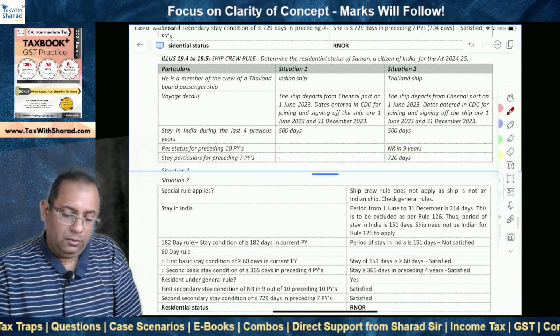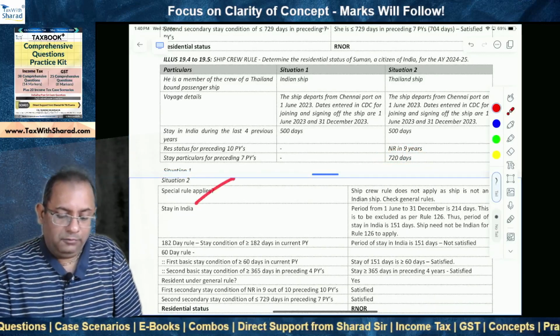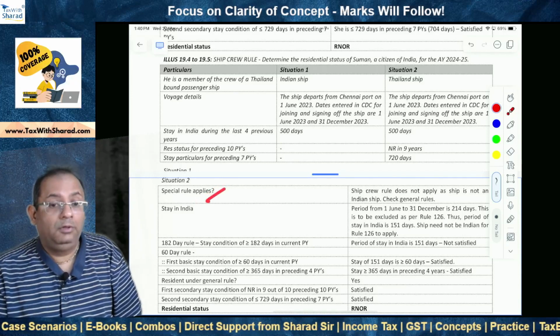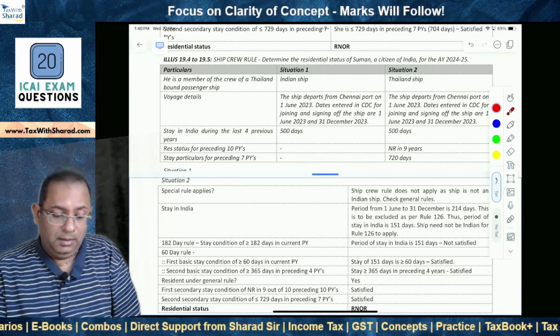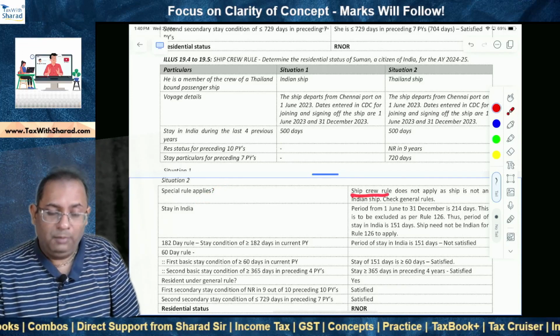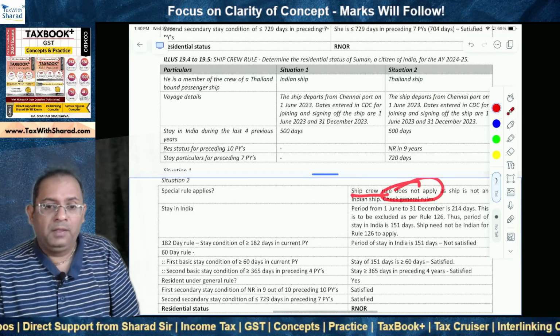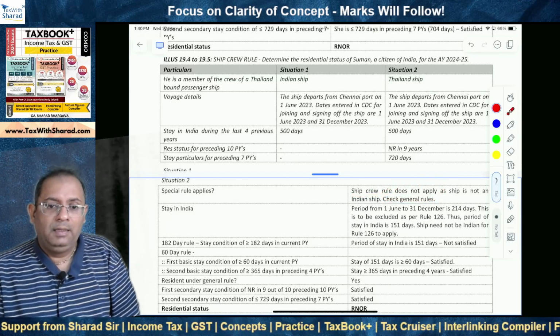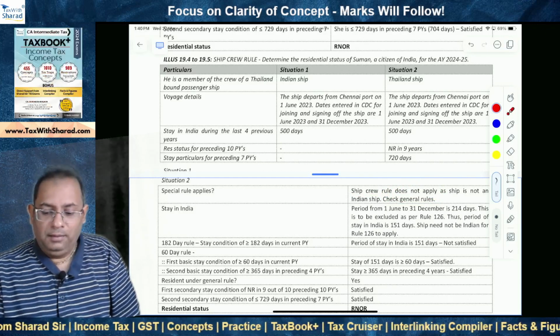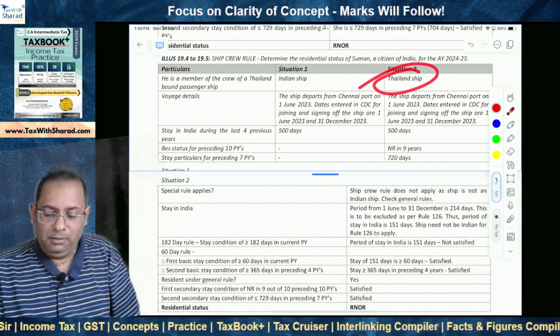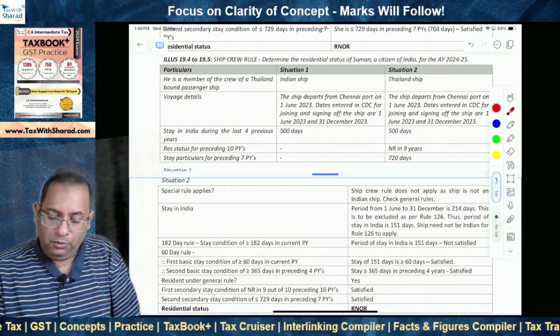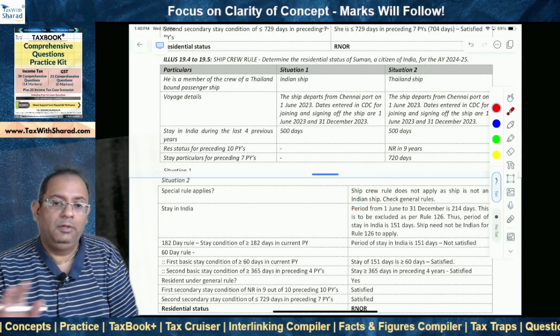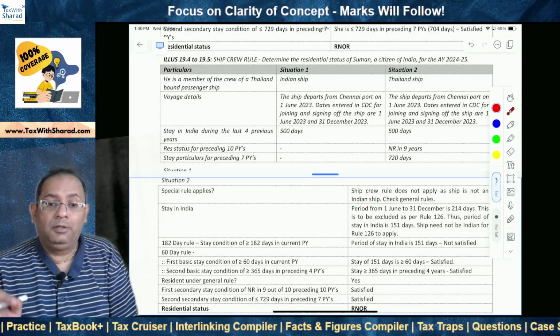Once again, under the special rule, the first thing we need to check is whether a special rule applies or not. Now the question is, in this case, does the ship crew rule apply? No, it does not apply. Why? Because the ship crew rule applies where the ship is an Indian ship. In this case, the ship is not an Indian ship, it is a Thailand ship. So the ship crew rule does not apply, which means the special rule does not apply. If the special rule does not apply, what do we need to do?